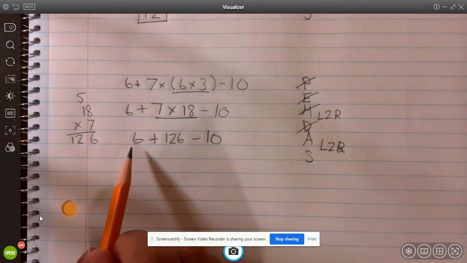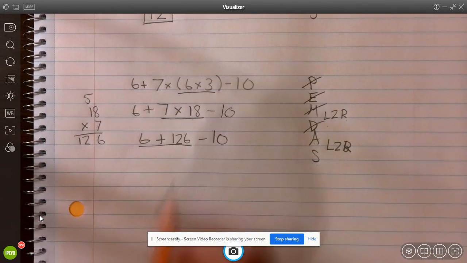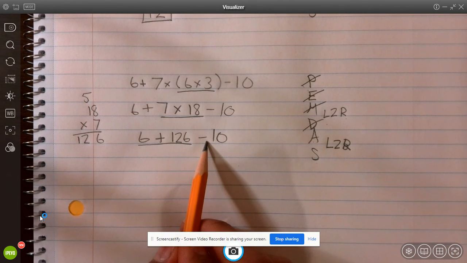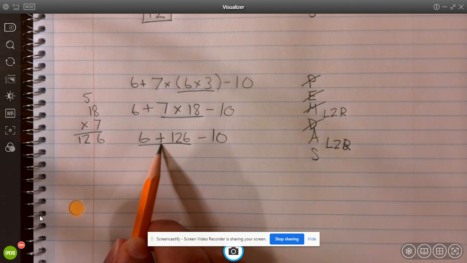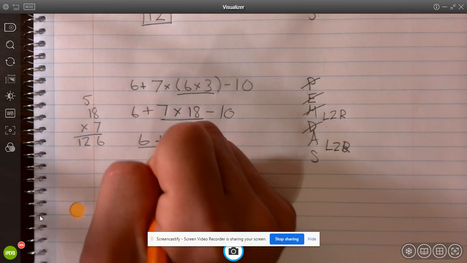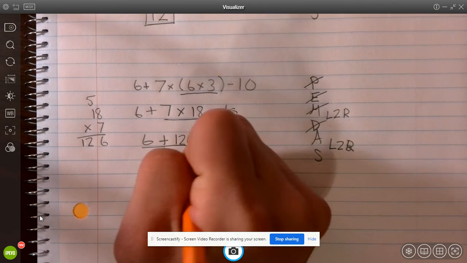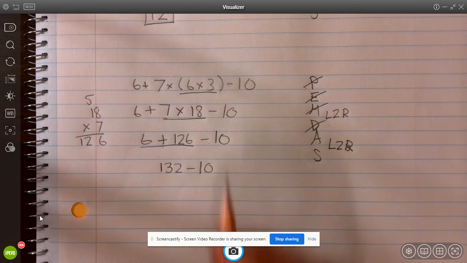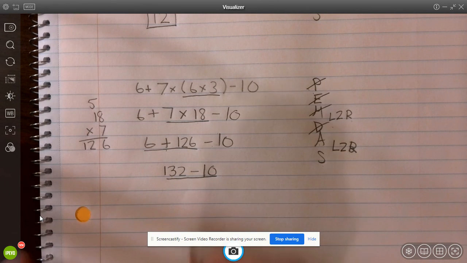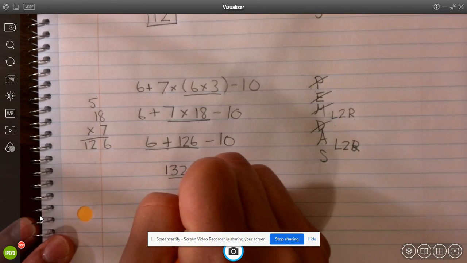So I have 6 plus 126. Addition comes before subtraction in this problem, so I'm going to do addition first. 126 plus 6 is 132 minus 10. So you bring down your minus and your 10. Now my last step is 132 minus 10, which is 122.